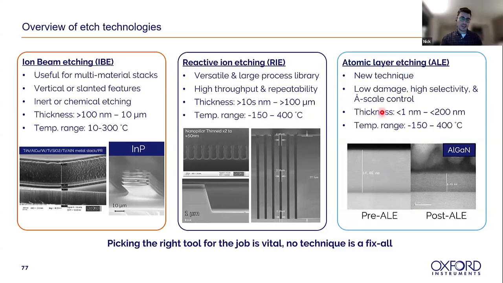And lastly, I just went through ALE, which is that newer technique, but it offers great process capabilities and kind of low damage, high selectivity, nanometer or angstrom scale control. You would be insane if you were going to etch more than 200 millimeters with ALE, simply because the throughput is so low. But it's great if you are targeting those very small film thicknesses. And because it's running on the same hardware, the RIE, you have the same temperature range. And I'll lastly end by saying picking the right tool for the job is vital, and no one of these techniques is a fix-all. It's very dependent on what your application is and what your target spec is.